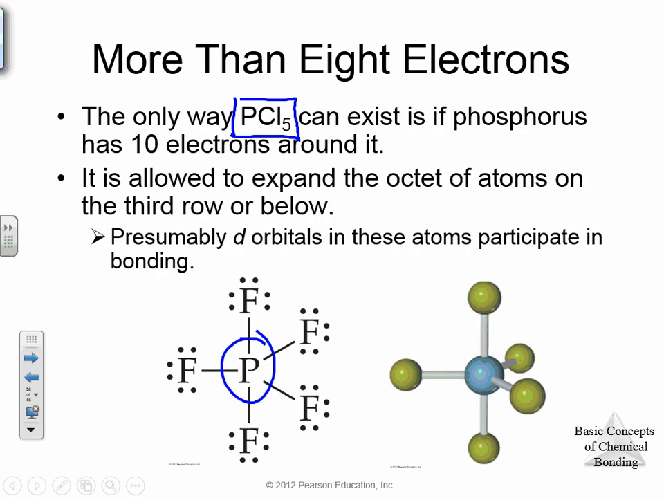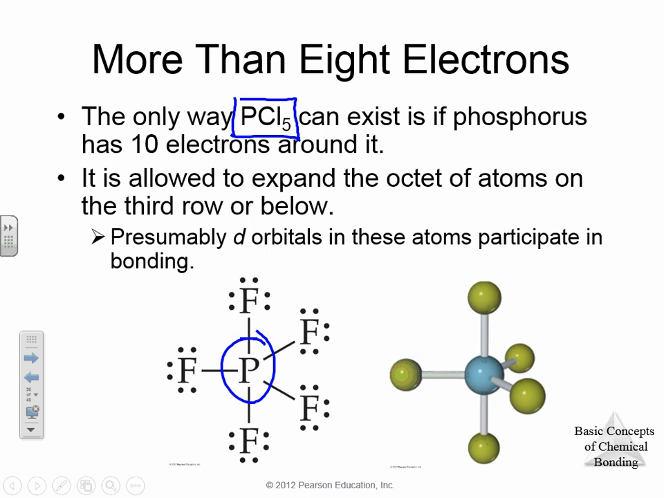Last thing we're talking about, more than 8 electrons. Is it possible for something to have more than 8 electrons? The answer is yes. For example, the molecule down below, PCl5 or PF5, can only exist if phosphorus can have 10 electrons around it. It's allowed to have those extra electrons because presumably you have the d orbitals coming into bond, which usually doesn't happen. Usually only the s and p orbitals bond because those are the only orbitals in the highest energy level. However, sometimes when the d orbitals mix in, it is possible to have more than 8 electrons in its outer shell.